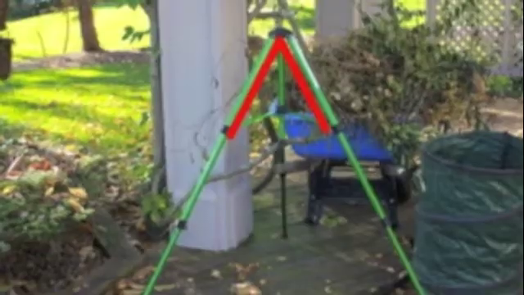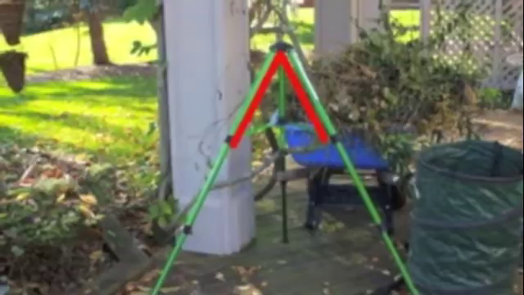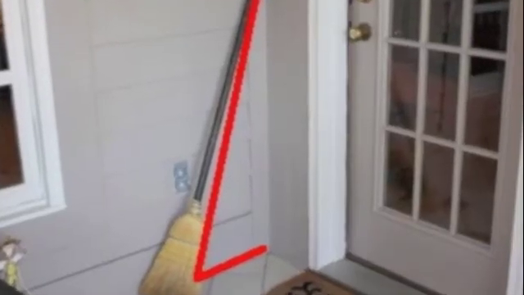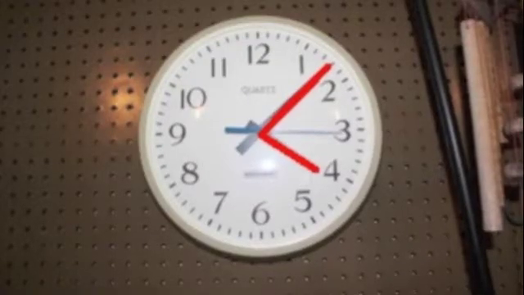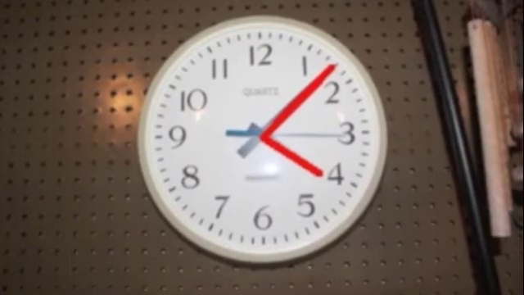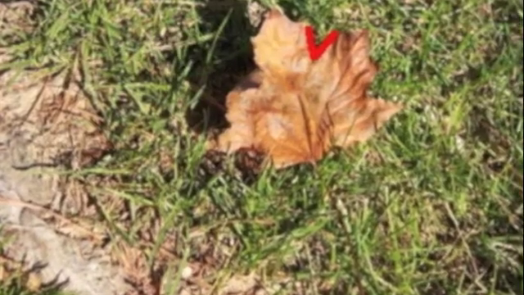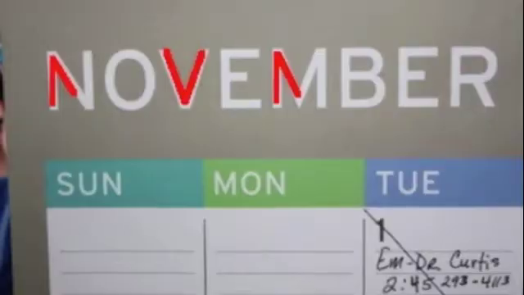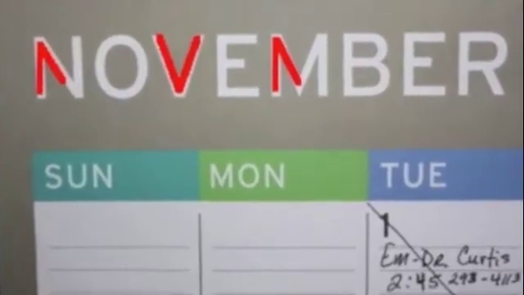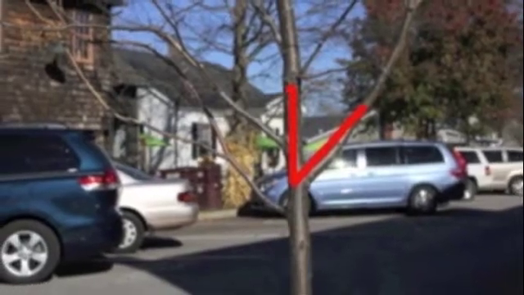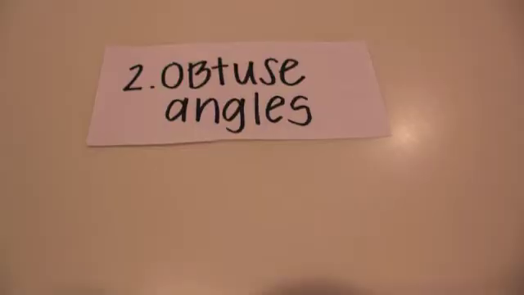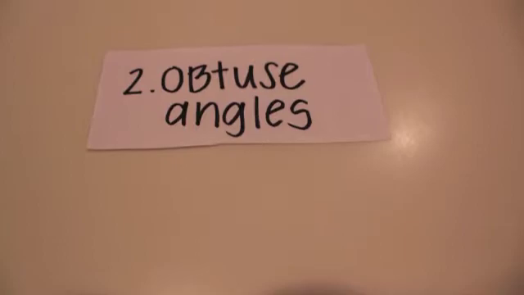All of the acute angles are highlighted in red, and you would be able to find these in your everyday life. You can look at a clock and see an acute angle. You can look at a leaf and see one as well. A bike too, and letters, and from tree branches.